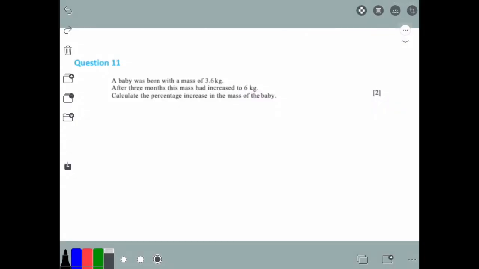A baby was born with a mass of 3.6 kilograms. After 3 months, this mass had increased to 6 kilograms. Calculate the percentage increase in the mass. To find the percentage increase, we need to find the actual increase first. And to do that, we'll do 6 take away 3.6 to give us 2.4 kilograms.